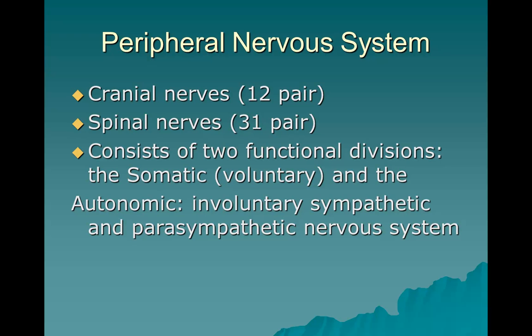The peripheral nervous system consists of cranial nerves, 12 total pairs of cranial nerves, and 31 pairs of spinal nerves that arise from the levels at the intervertebral spaces of the spine or the spinal column. The peripheral nervous system consists of two functional divisions, the somatic or voluntary and the autonomic or involuntary, both sympathetic and parasympathetic nervous systems. The sympathetic and parasympathetic parts of the autonomic nervous system, also sometimes called the ANS, govern activities that go on automatically or involuntarily, such as your heart, your GI tract, your vessel walls.